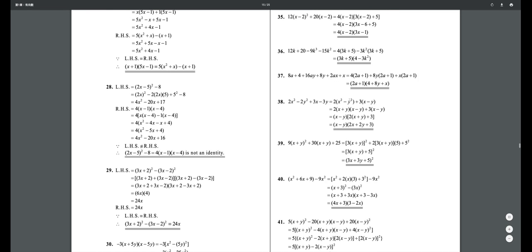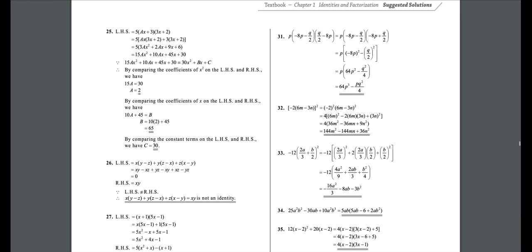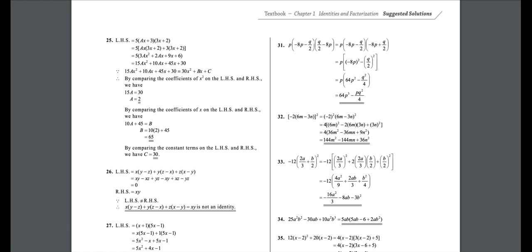And then for 30, just do the expansion by using the identity for the latter two parts, and then multiply 3 to the remaining expression. And for 31, I always suggest you rearrange this one, because minus 8p appears in the first item and the second item. So this one is minus q over 2 and plus q over 2. That means after you rearrange it, you have this one, and then you can multiply p inside for simplification.